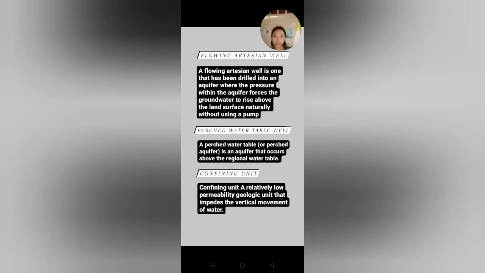A confining unit. Confining unit is a relatively low permeability geologic unit that impedes the vertical movement of water. So the meaning of permeability or low permeability, it means that it doesn't allow water to flow. So examples of low permeability units are shale, clay, and silt.